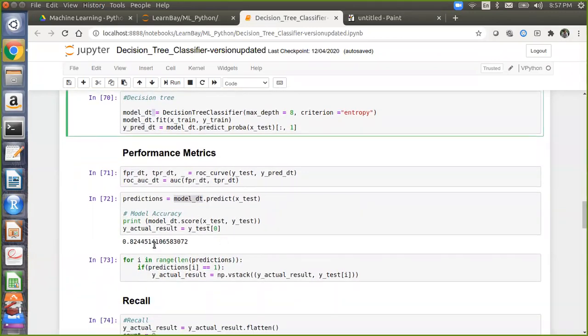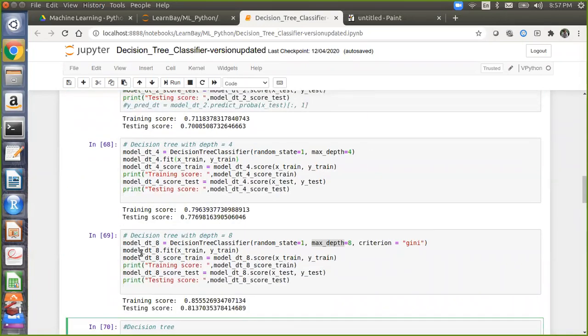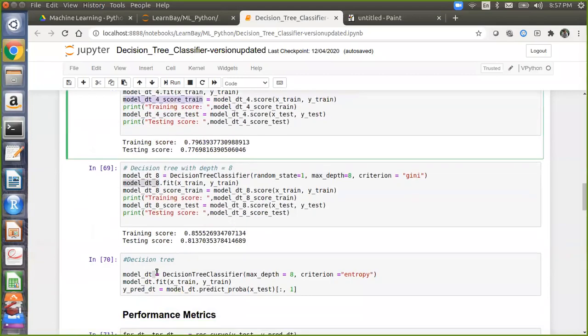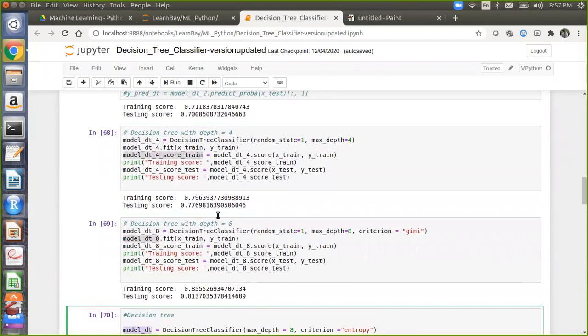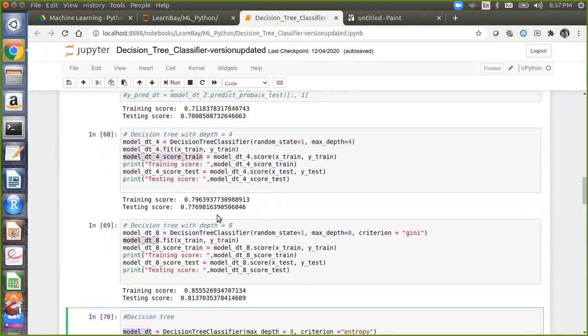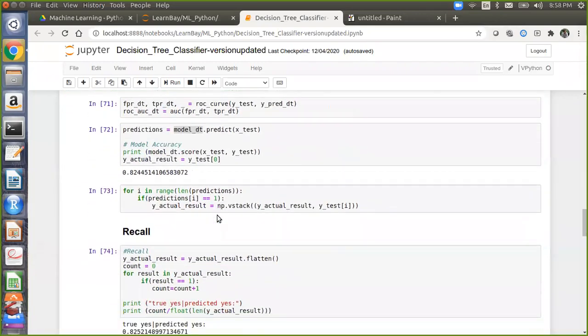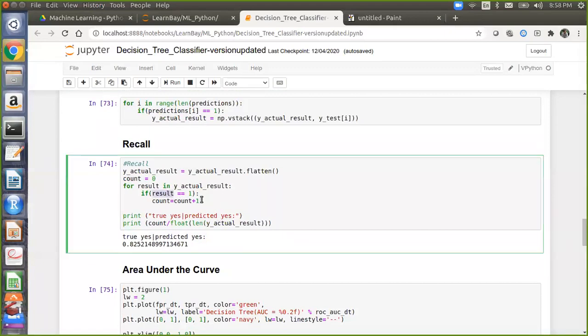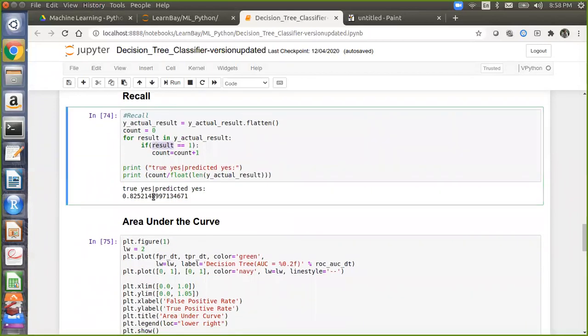Now you can use any model you want, such as model DT_A or DT_4, for generating different performance metrics. I am using model_DT as of now. You can use your own models when you do hit and try. Now recall values are the results which are actually equal to 1. That recall result is coming to 82%.